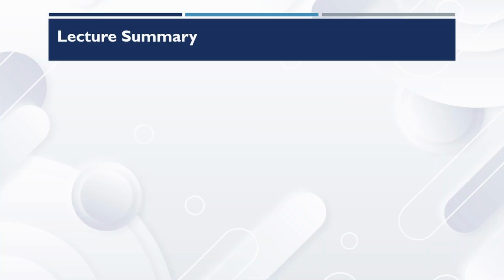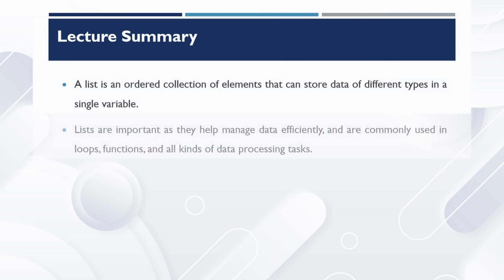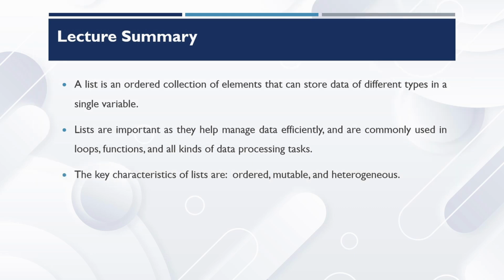Let's now quickly recap what we have learned in this lecture. We started by understanding what a list is, an ordered collection of elements that can store data of different data types in a single variable. We discussed why lists are so important in programming. They help manage data efficiently and are commonly used in loops, functions, and all kinds of data processing tasks. We explored the key characteristics of lists. They are ordered, mutable, and heterogeneous.